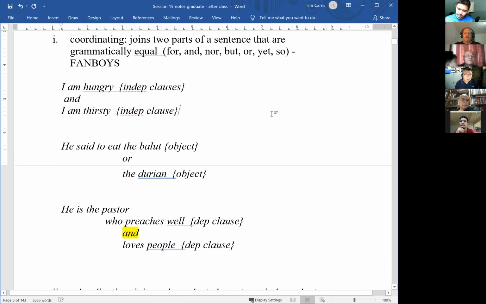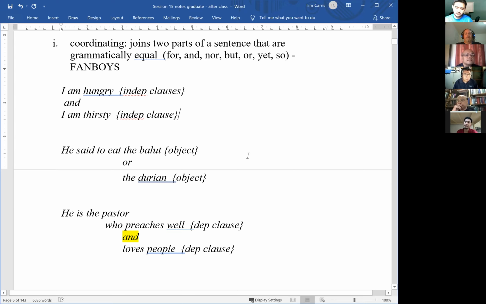They typically join two parts of a sentence that are grammatically equal. That's why they're called coordinating. Coordinate has the idea of bringing together, of coming alongside, of completing. Okay? So coordinating conjunctions, and you can remember these. I would suggest you try to memorize these because they are very common. And fanboys: for, and, nor, but, or, yet, or so.